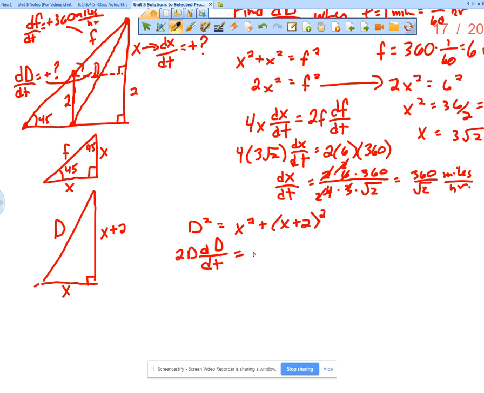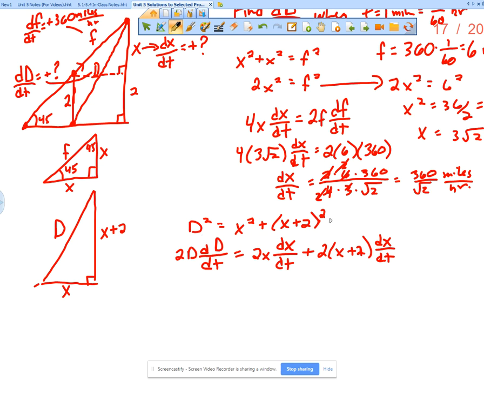All right, so if I do this, I get 2x dx/dt plus, this would become 2 times x plus 2 to the first times dx/dt, right? So however you want to deal with that is fine. You could distribute the 2, distribute the dx/dt, right? All right, and so now I want to plug in my known quantities and solve. All right, but here's the problem. Once again, I know x, I know dx/dt, but I don't know d.